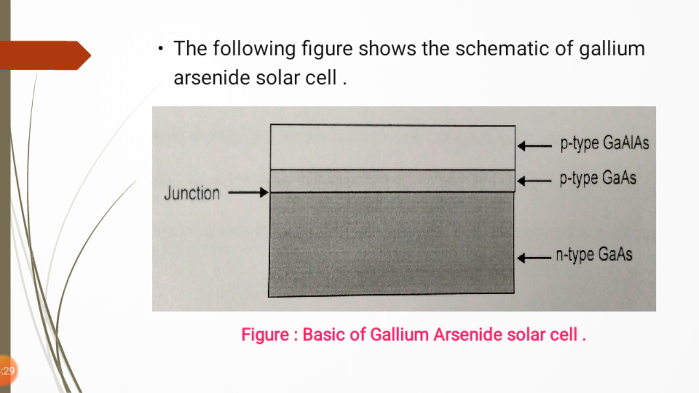The following figure shows the schematic of the gallium arsenide solar cell. In the gallium arsenide solar cell, the first layer is N-type gallium arsenide. After that there is P-type gallium arsenide. That means the N-type and P-type gallium arsenide are both semiconductor materials placed in contact, so there is a formation of a junction. After that there is P-type gallium aluminium arsenide. So this is the basic gallium arsenide solar cell.